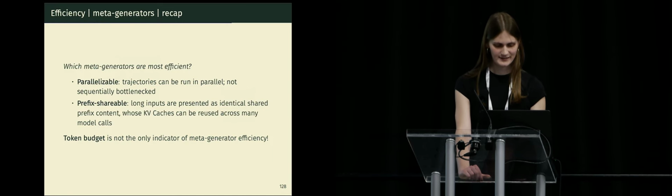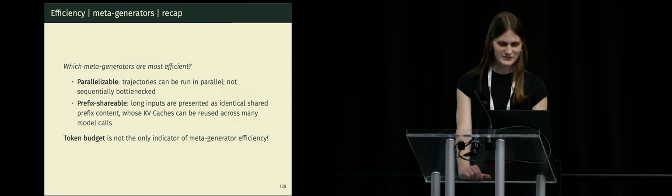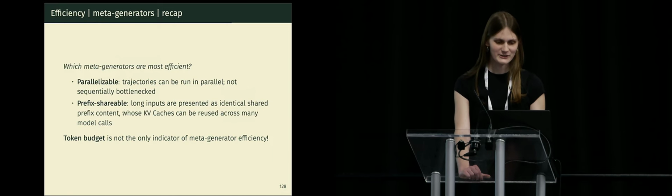And so in conclusion, if we want to holistically view meta-generator efficiency and decide which algorithms are the fastest, we have to look a little bit deeper than token budget and think about what the program structure is and how to set up these meta-generation algorithms. And I guess one very surprising insight is that prefix shareability means that meta-generator efficiency depends on the structure of your prompts, which seems quite surprising a priori.